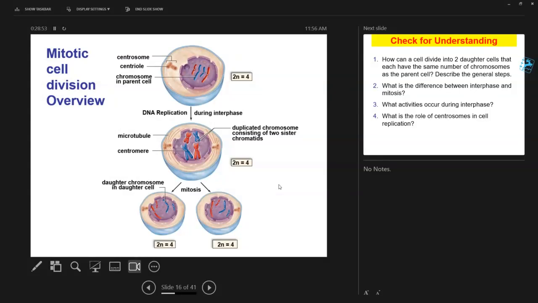And then when the cell divides, that's when the sister chromatids separate into the daughter cells. Now, each daughter cell is just like the parent cell. There's 2 sets of two pairs of chromosomes. That's what this N, the letter N here, just means the number of chromosomes in one set.